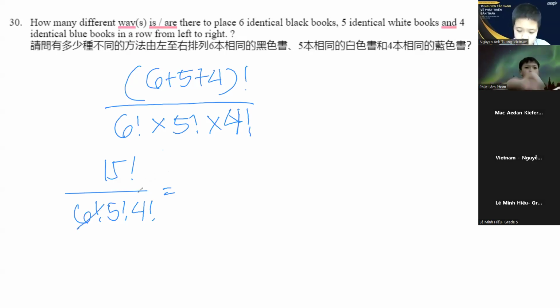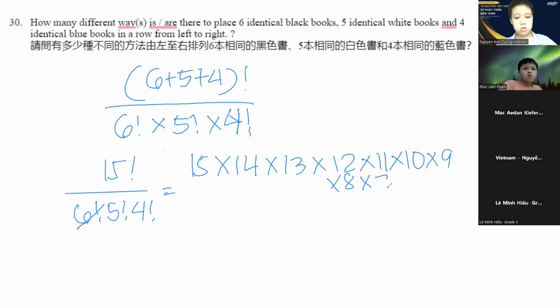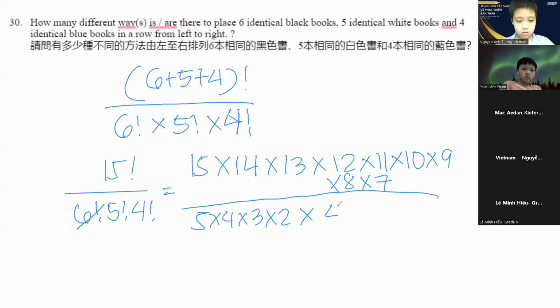So we can cancel out the 6 factorial from the 15 factorial to get 15 times 14 times 13 times 12 times 11 times 10 times 9 times 8 times 7. We just canceled out the 6 factorial here, divided by 5 times 4 times 3 times 2 times 4 times 3 times 2. And then we start canceling out to make it a bit easier.